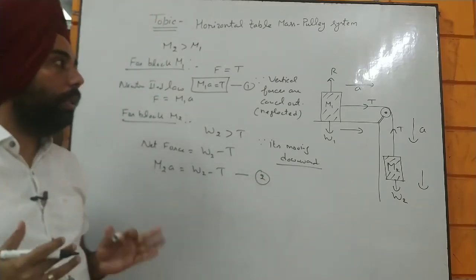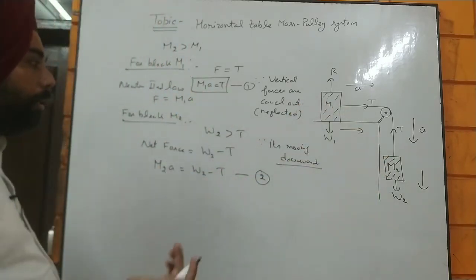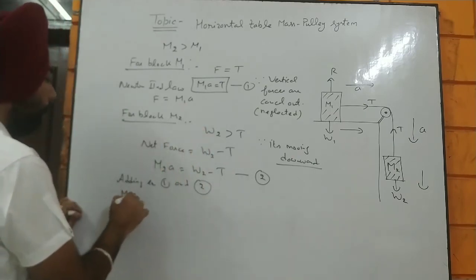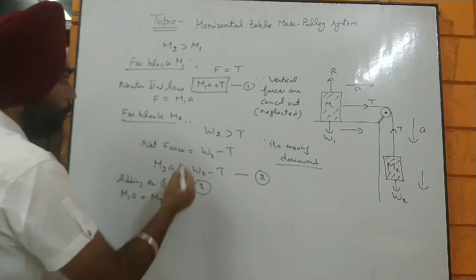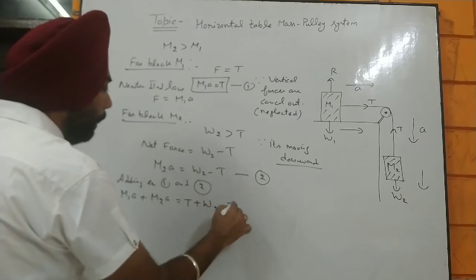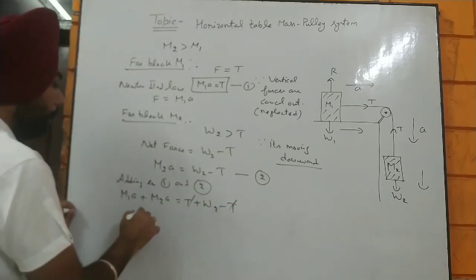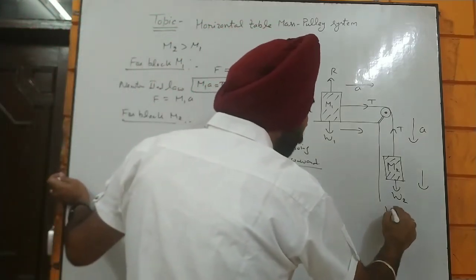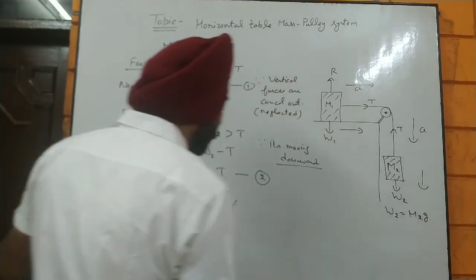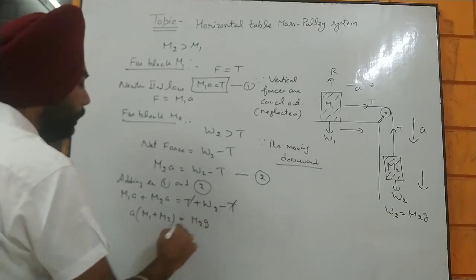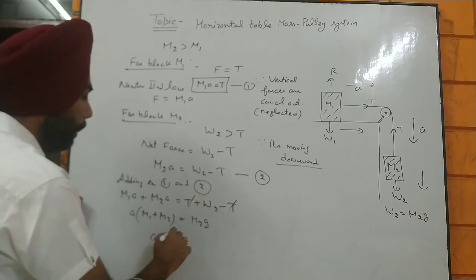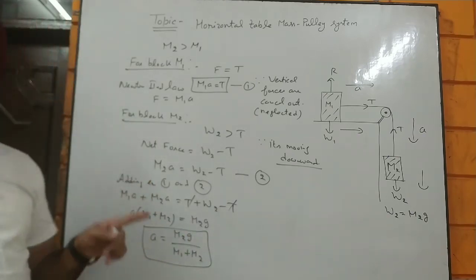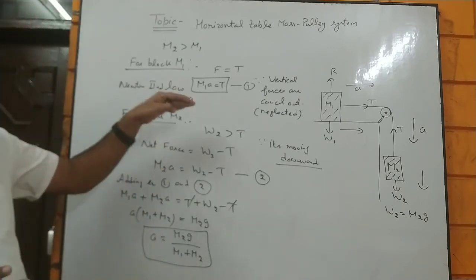Now if you want to calculate the formula for acceleration of the system, you can just add those equations and you will have the answer. Adding equations 1 and 2, we have m1a plus m2a equal to T plus w2 minus T. Now the T is cancelled out and you can take a common, giving m1 plus m2, and you can also put in the weight value. Weight is always equal to mass into gravity, so w2 is m2g, and that is the formula of acceleration here: a is equal to m2g upon m1 plus m2. That is the required formula for acceleration. That is how you can solve all types of numericals for acceleration of the horizontal table pulley system.